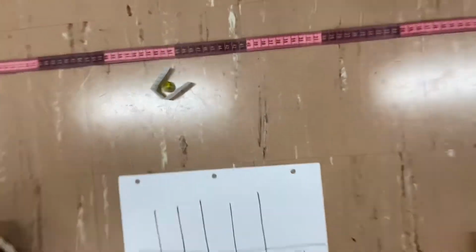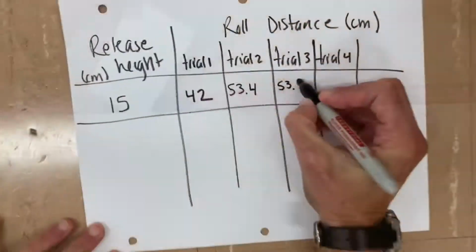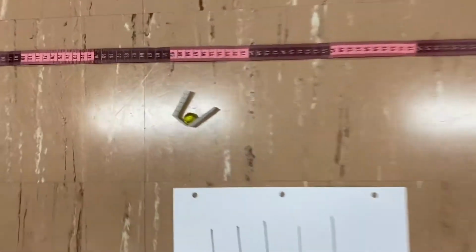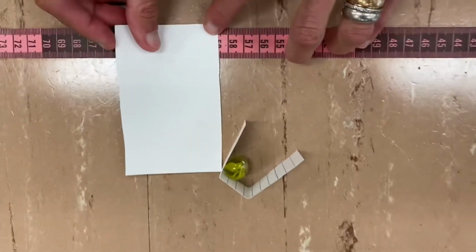It's from the ruler. Oh, look at that. Stayed in the whole time. Straight to 53.2. 58.5.